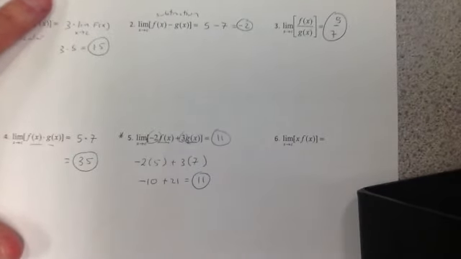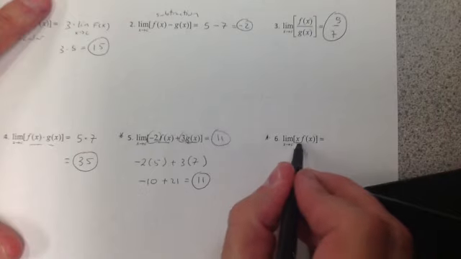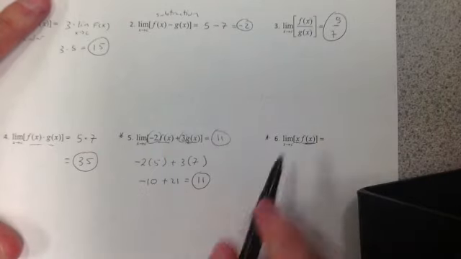Now 6 is also another hard one. We have this x and this f of x as we're approaching c.